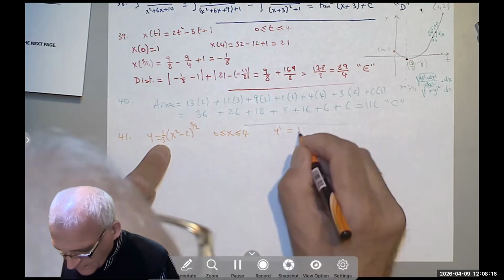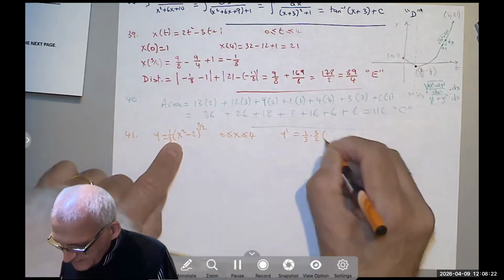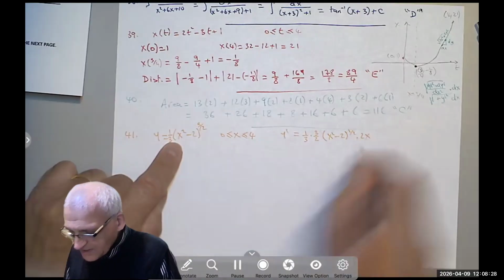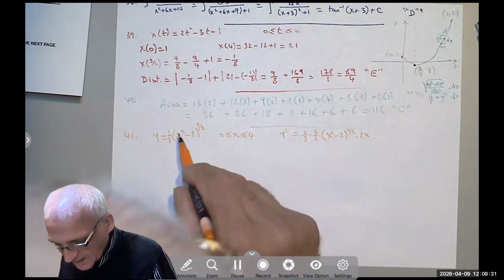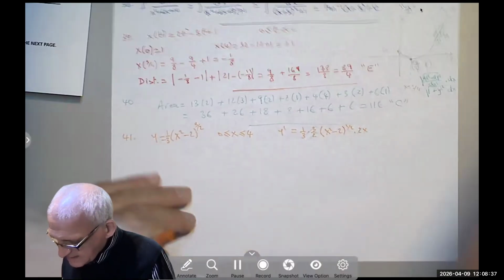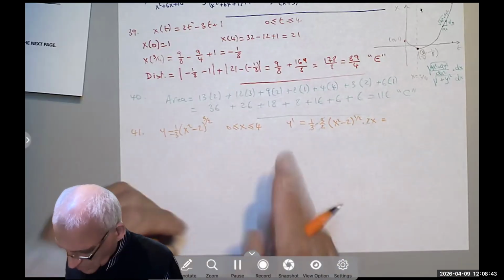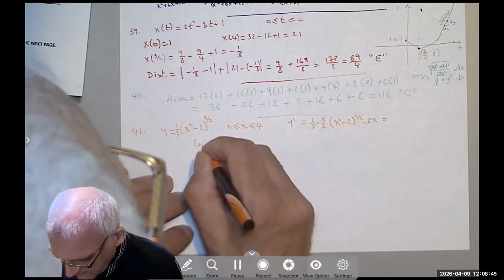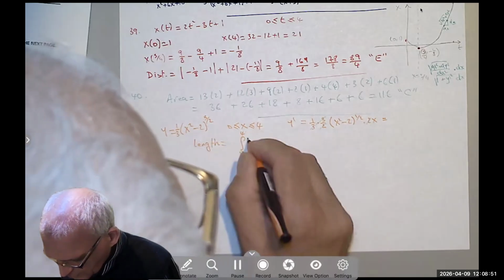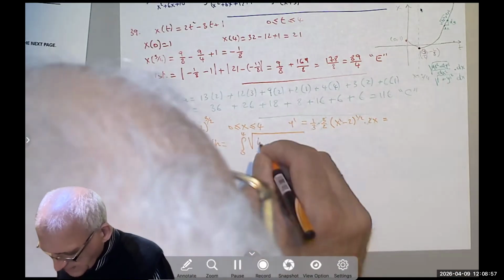Y prime is 1/3 times 3/2 times (x squared minus 2) to the 1/2, times 2x, which is the derivative of the quantity inside, x squared. So the 2 and the 2 cancel, the 3 and the 3 cancel, and I get this equation, right? So length equals the integral from 0 to 4 of the square root of 1 plus the square of that.